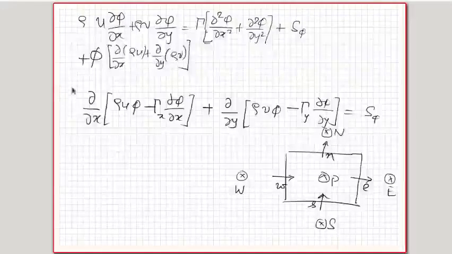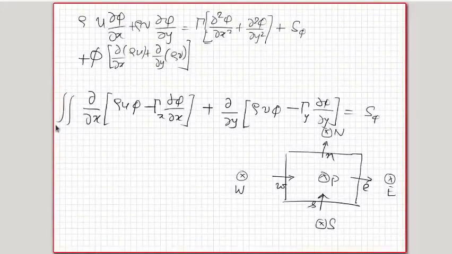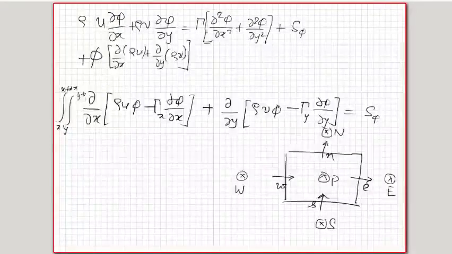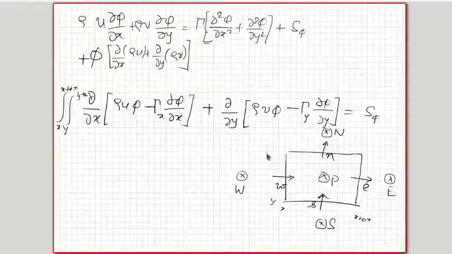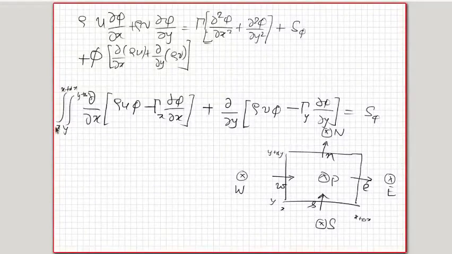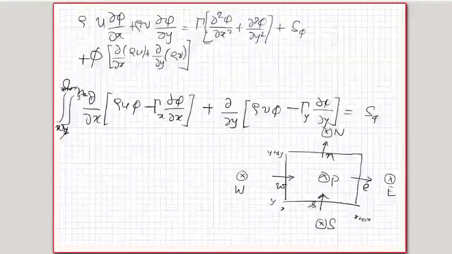So if I integrate this with respect to x to x plus delta x and y to y plus delta y, where this is x and x plus delta x, this is y and y plus delta y, basically you are integrating it from west to east and south to north. Let me rewrite that clearly so that it becomes visible properly.